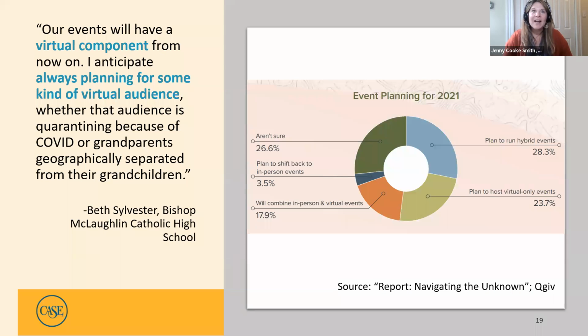Now, speaking of that, I thought I would share some accompanying data from the excellent report that Cooke put out, Navigating the Unknown. That came out, of course, much earlier on in the pandemic, but this is more of a behavioral perspective around what institutions were planning as they were looking towards 2021. And I think this whole idea of always having some virtual component is a really interesting one that we're going to have to continue to see how that shakes out over time.